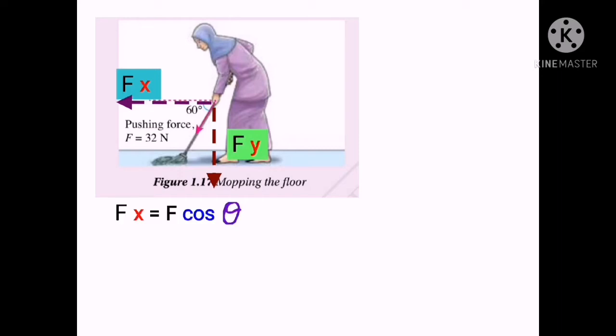Now, let's calculate the magnitude of your Fx. Again, we're going to apply the formula for Fx, which is F cos theta. Remember, theta has to be in between Fx and F. Now we're going to substitute it. F is 32 and theta is 60. So my Fx is 32 cos 60, so that is equal to 16 Newton.